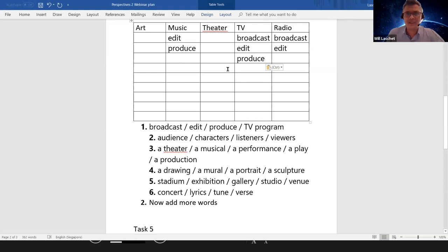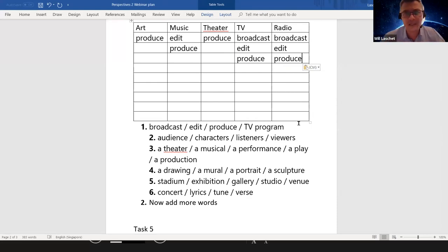So music, TV, in fact, all of them. Yeah, I think maybe we do produce all of these, to produce a piece of art. I think maybe we could put this one for all of them, right? You put a theatre production, so it's a production, so it certainly has a producer as well. And for radio. So I think probably we would put this one across all of them.